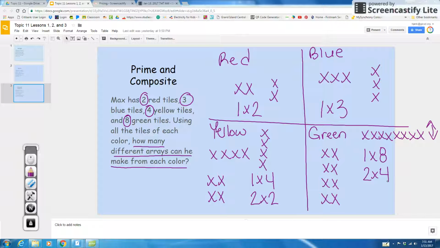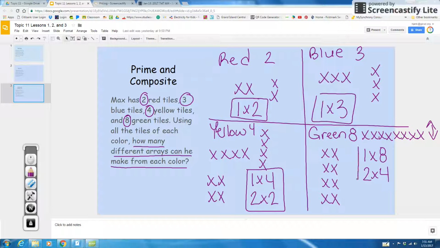So when I look at these, or I look at the factors, red was 2, blue was 3, yellow was 4, and green was 8. Okay. I'm going to box my numbers here. When I look at these, these are the factors for those numbers that we started with. Remember the factors from the previous video.